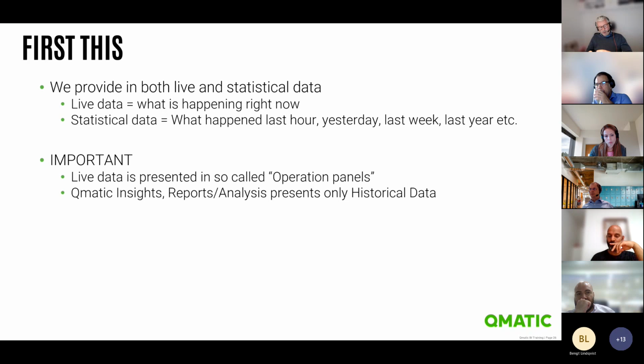Now, live data we don't show in anything else at the moment than what we call operation panels. I don't know if you've seen those already, but I will show you something around that later. But that's really for an operational manager. It's a sort of dashboard, you could say. It's a little bit more than a dashboard because you can actually interact with the system. That's why we chose the name operation panel. But it really tells you what's happening at the moment. But the statistical data, for that we use Qmatic insights, reports, and analysis, and that's the only thing they show.